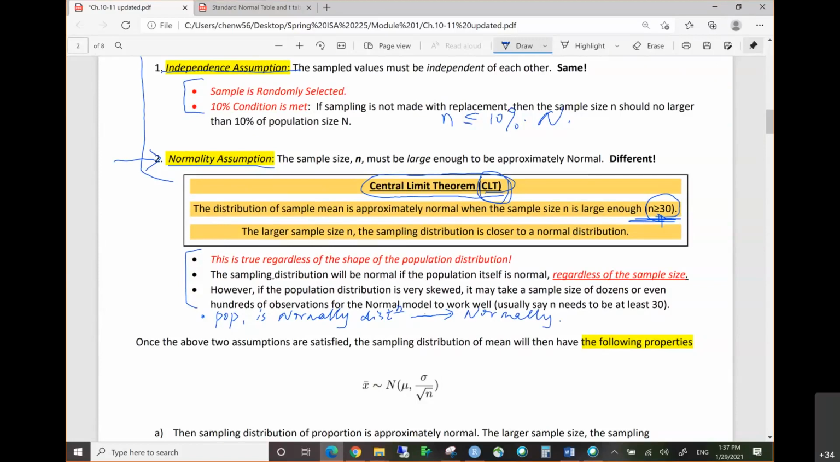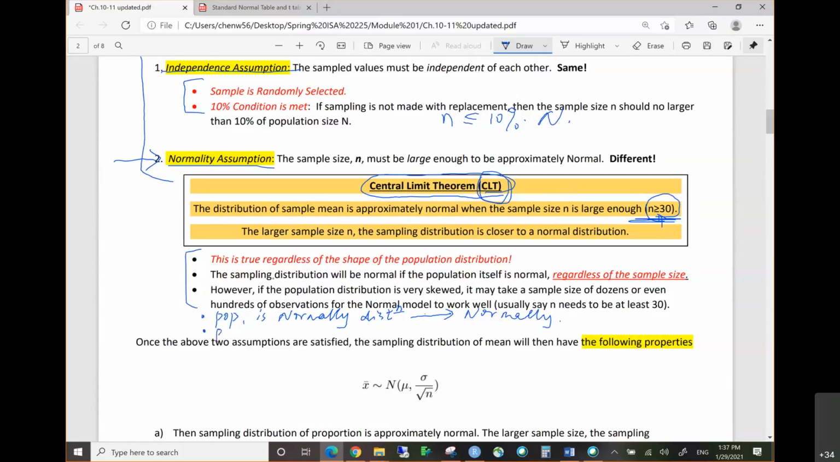Your sample size is 2, your sample size is 4, your sample size is 200. As long as your population is normally distributed, your sampling distribution is always normal. Why? Remember, our sampling distribution is obtained from the population. So if the population itself is already normally distributed, then the sampling distribution is also normal.